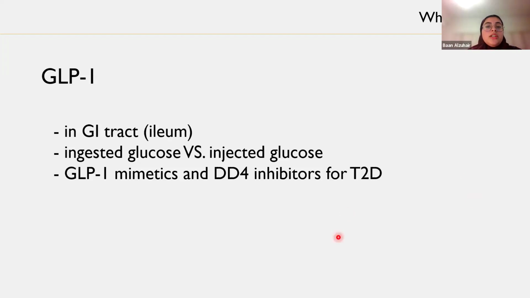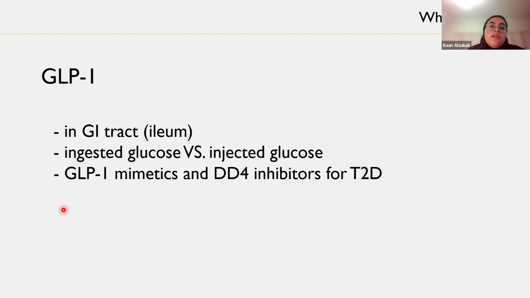So GLP-1 is actually the reason why ingested glucose works better than injected glucose. Ingested glucose will stimulate this incretin hormone, GLP-1, in the ileum, and it will affect insulin faster than injected glucose. It's secreted upon the arrival of glucose. Once you eat and the glucose goes to the ileum, it stimulates GLP-1, okay? And it has an effect on beta cells. It stimulates beta cells to secrete more insulin. And it's degraded by DPP-4, okay? DPP-4 stands for dipeptidyl peptidase 4.